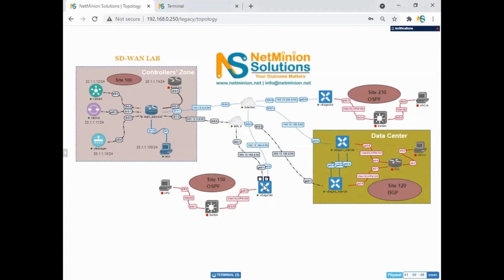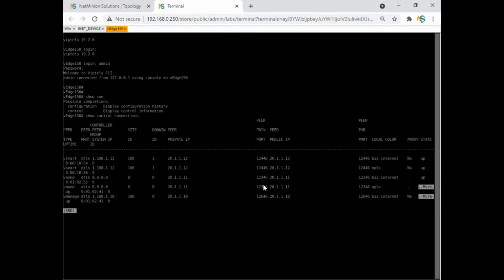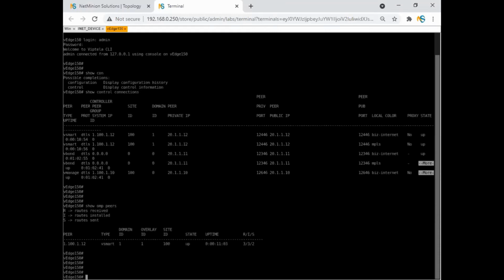So let us quickly go to one of the WAN edges and log in over there. Admin, show control... or maybe I am showing you control connections, but I was supposed to show you something else. Wait for a while. Show OMP peers. So you can see these have only one OMP peer, and that is your vSmart. Is it fine?